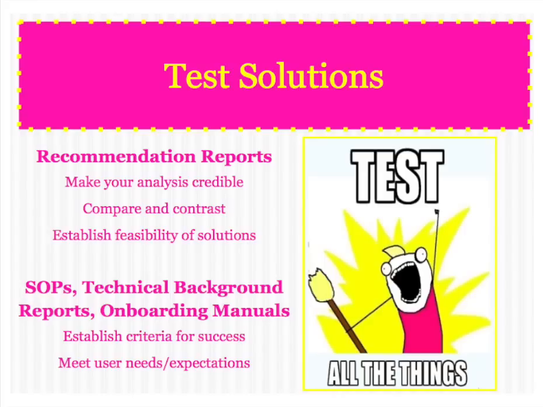For SOPs, technical background reports, and onboarding manuals, you can use primary research to establish criteria that will make the document successful. For example, you can collect data about why an existing procedure lacks clarity and then use that data to create a procedure that is more clear.